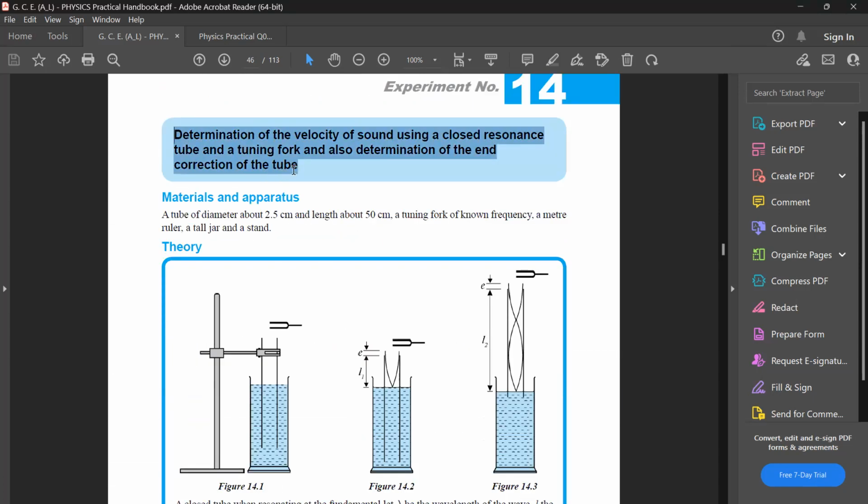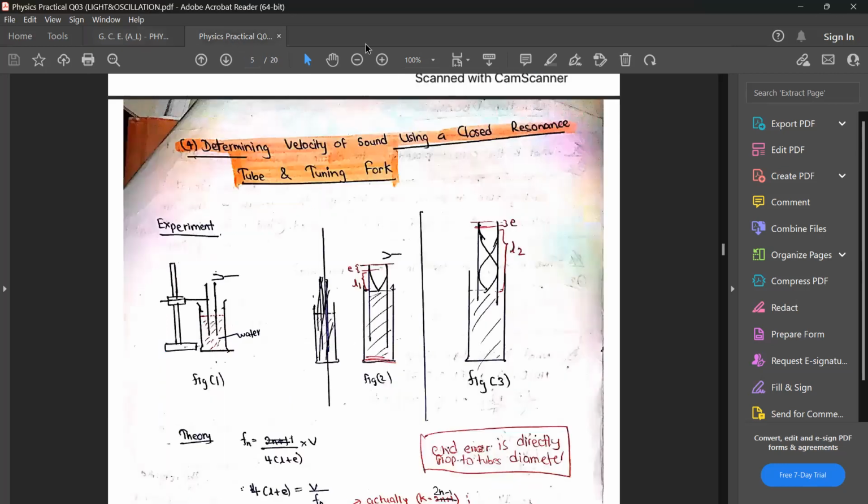How we can determine the velocity of sound using a closed resonant tube, and also determining the end correction. Right. Let's look at it like this. Now, in the earlier practical, what did you do? We used a certain tuning fork, and we related the frequency to the sonometer wire, and then we got the expression for the frequency of the tuning fork, the unknown frequency. Using a graph we did that.